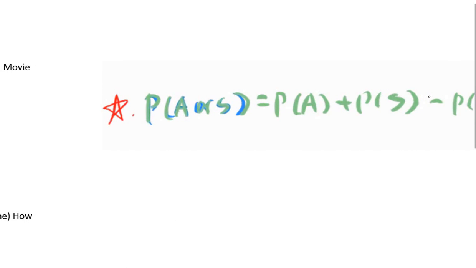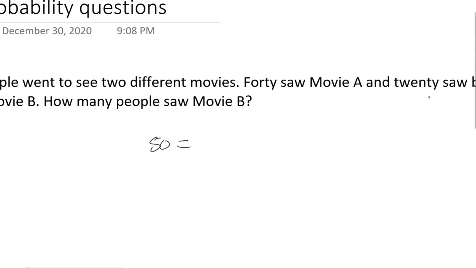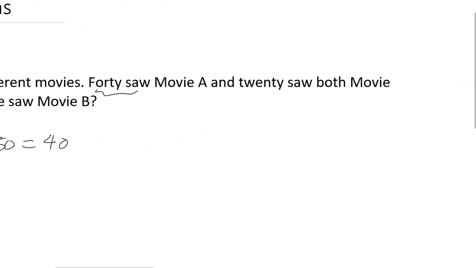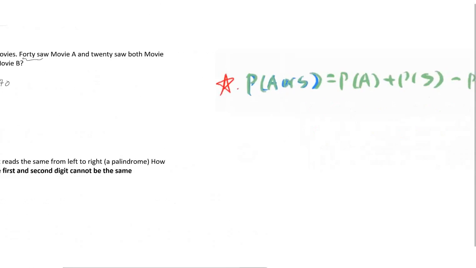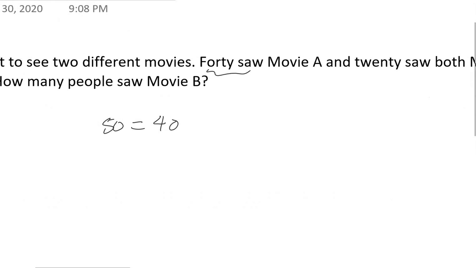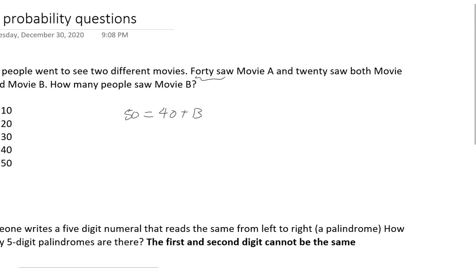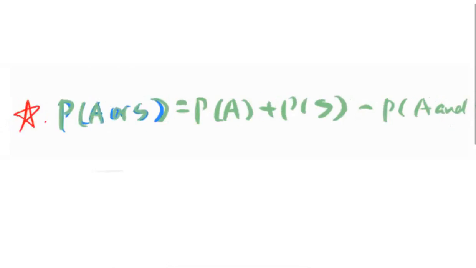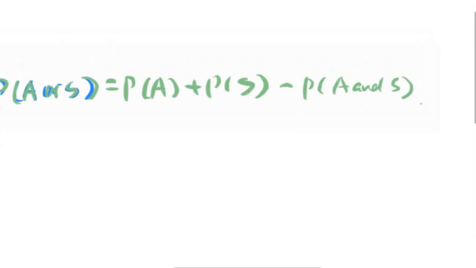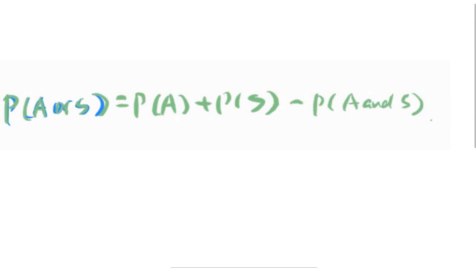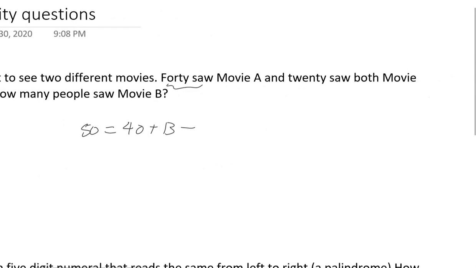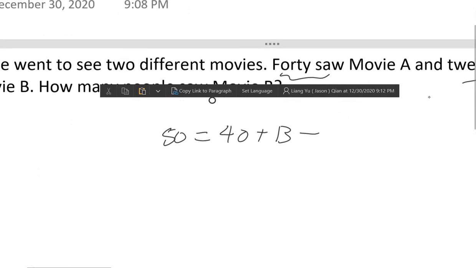These two things basically mean option A and option B. So in this case, 40 people saw movie A. And by the way, this 40 is not only movie A. It is just anybody who saw movie A, but they could also have seen movie B. So 40 plus B, we don't know what B is, minus P(A and B), basically this means people who did both option A and option B, which in this case they gave us, which is 20. They saw both movie A and movie B, so minus 20.